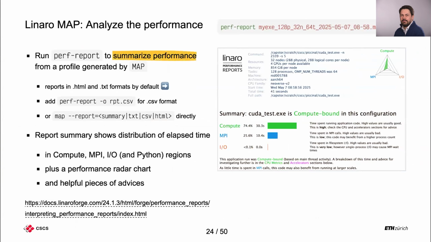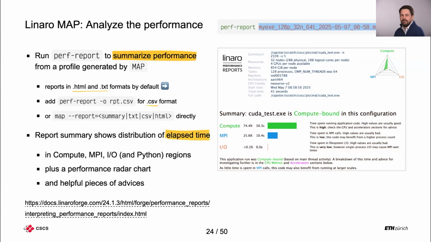Okay, so after your job, map is going to generate a map file. The first thing that you can do is to use perf report, which is the light version of map, and it is going to generate an HTML or a text report by default. You can also generate a CSV report if you want to export data, or you can even just ask map to write the report at the end of the job directly.